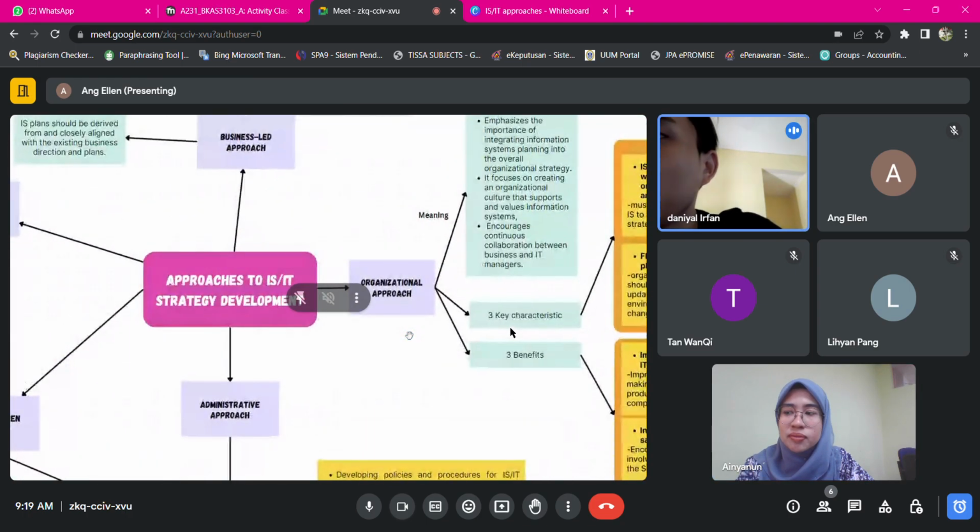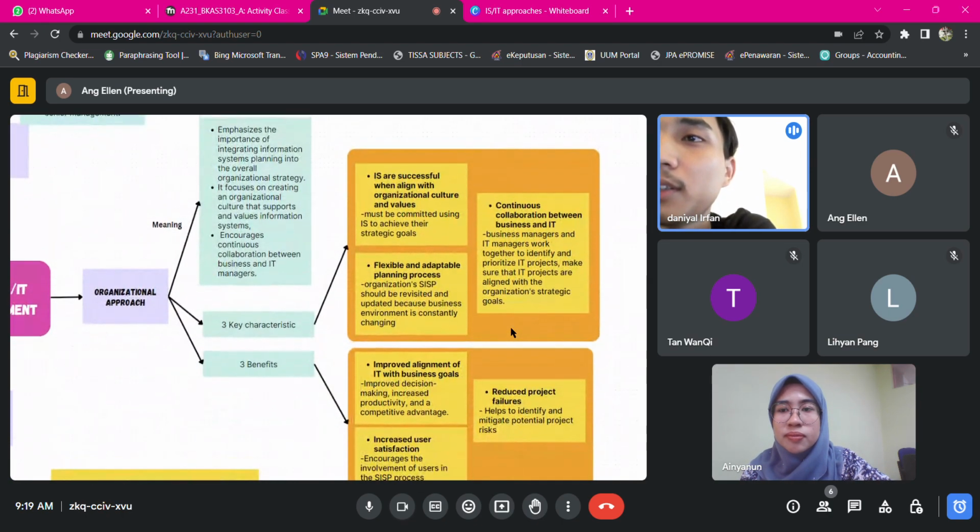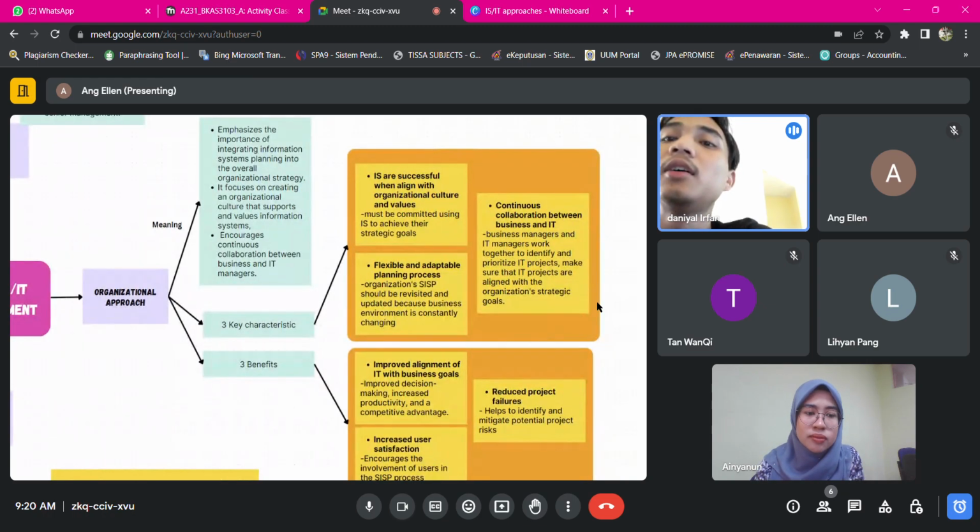Okay, now I will continue with the last part, which is the organizational approach. So, the organizational approach emphasizes the importance of integrating information system planning into the overall organization strategy. It focuses on creating an organizational culture that supports and values information systems. By this approach, they encourage continuous collaboration between the business and IT managers. So it means that the approach is focused on cooperation across the whole organization to achieve their strategic goals.